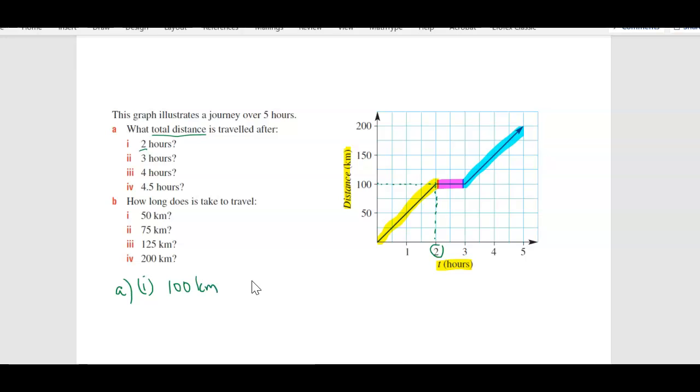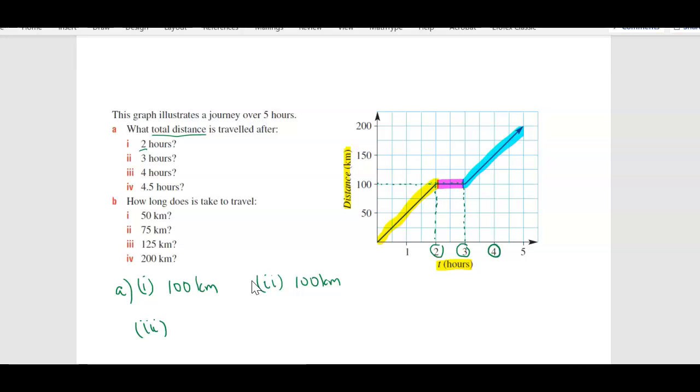You might like to pause it and have a go at doing these ones on your own. All right, at 3, going up, and then across again, we're at 100 kilometers. And that's okay, because that's a pink line. Remember, we said they probably stopped for lunch. So if you haven't moved anywhere, you're still 100 kilometers from your original starting point.